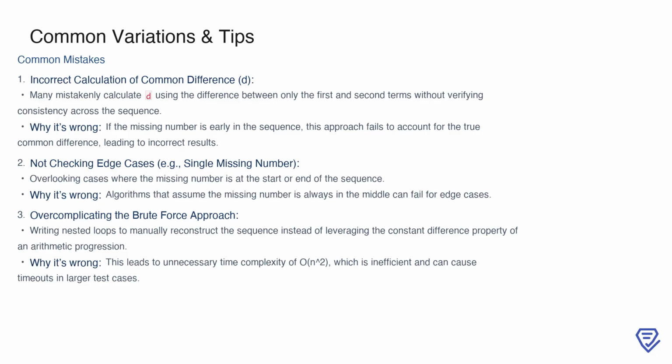Another pitfall is neglecting edge cases where the missing number is at the very beginning or end of the progression. Algorithms that assume the missing number is always in the middle will fail in these situations. Lastly, some try to brute force the problem by using nested loops to reconstruct the sequence one term at a time. This approach unnecessarily increases the time complexity to O(n squared), which is inefficient and should be avoided, especially for larger inputs.